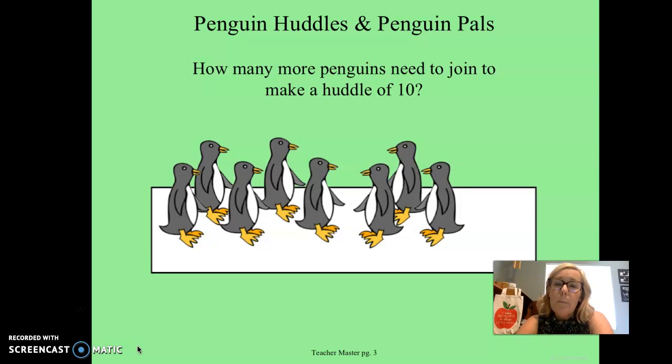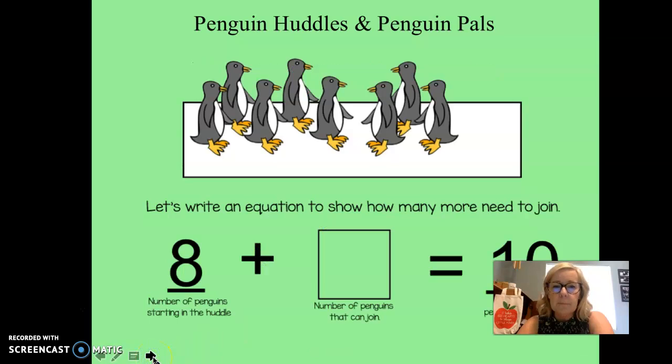How many more penguins need to join to make a huddle of 10? How many penguins do you see? 1, 2, 3, 4, 5, 6, 7, 8. How many more do we need to make a huddle of 10? 8 plus 2 equals 10.